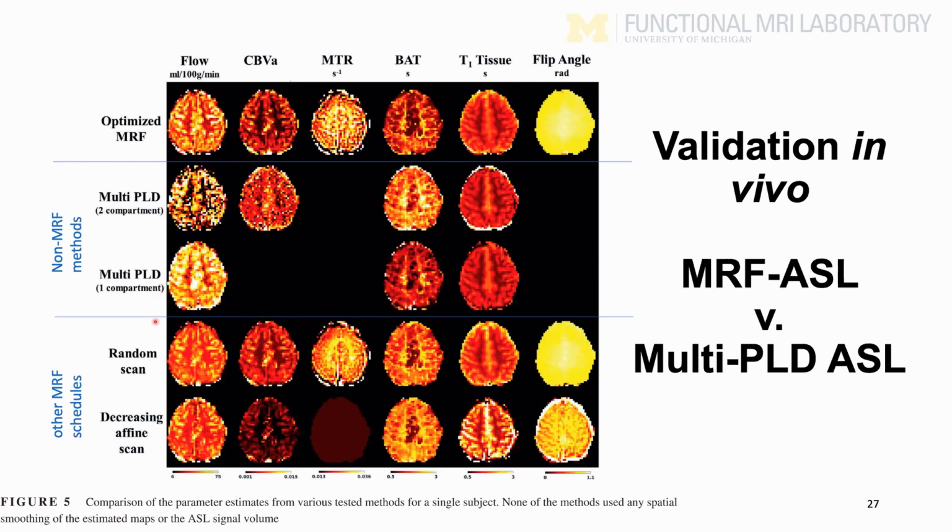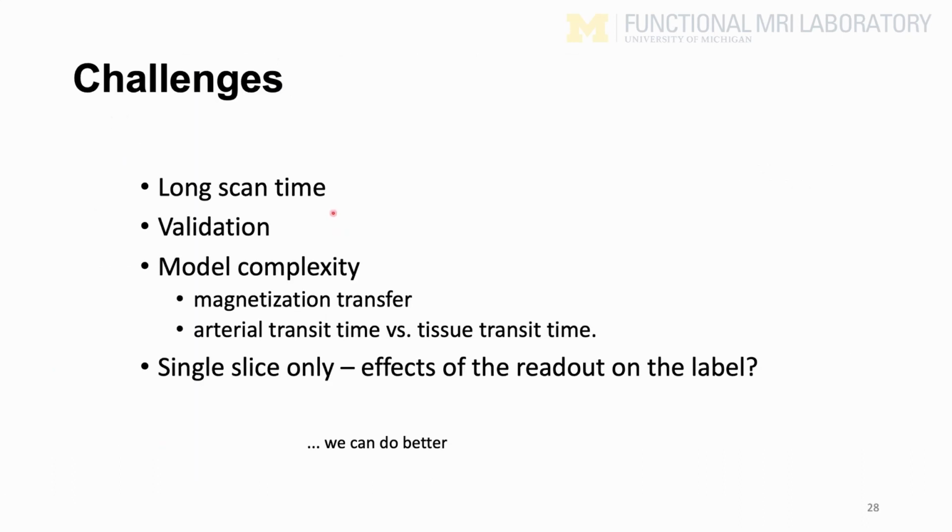And then we wanted to answer the question, well, was it worth the optimization? So we did a randomized post-labeling duration scan, and then a post-labeling duration schedule that was decreasing monotonically. And the one that was optimized was clearly performing better and correlating much better, especially with the 2-compartment multi-PLD model. So that was very good news.